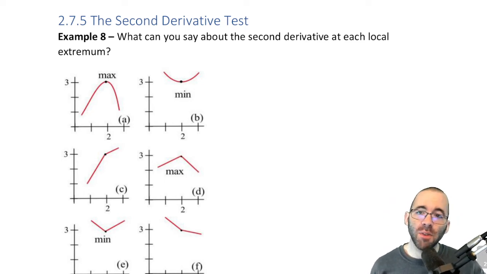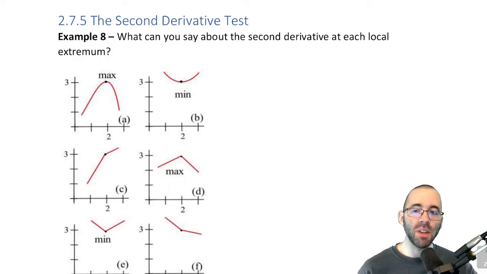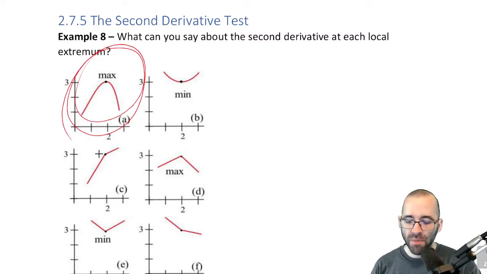All right, let's go back to a very similar example. This is the example that we used to talk about the first derivative test. But now I want you to say, what do you notice about the second derivative at these extrema? So remember, the second derivative is concavity. Let's look at this first one.